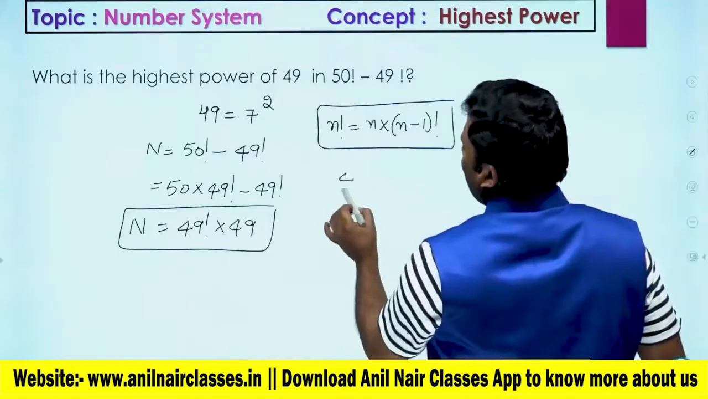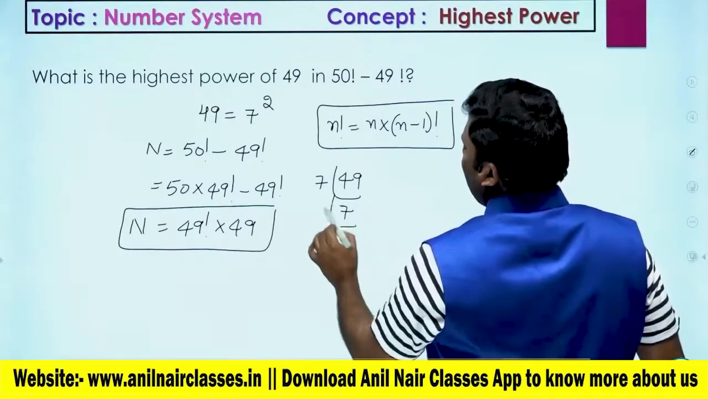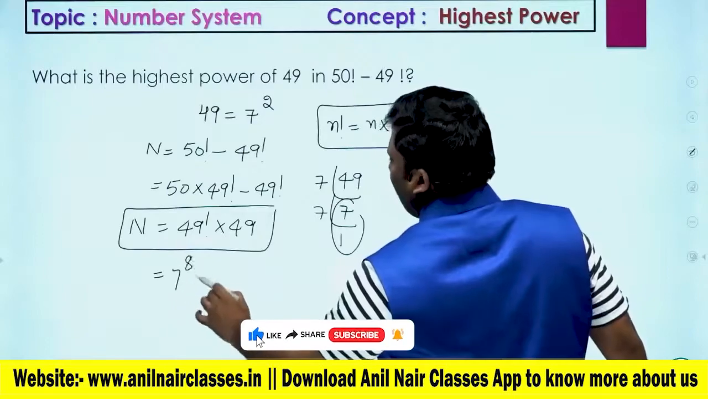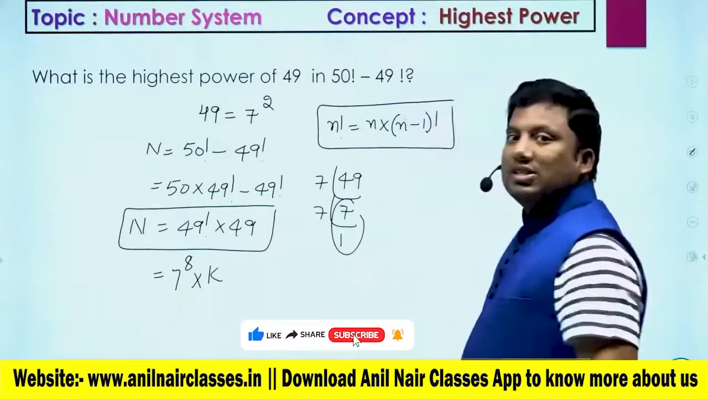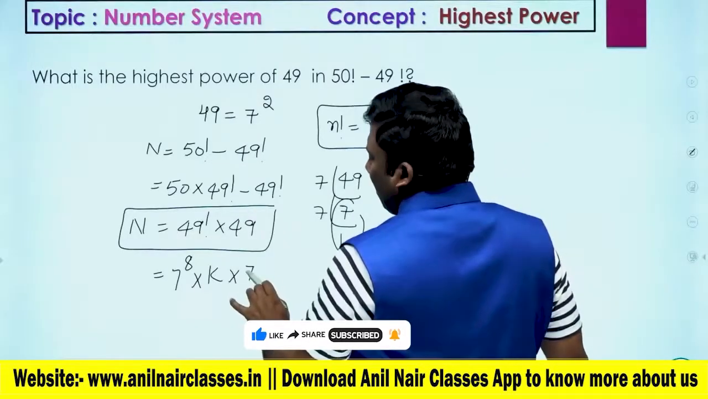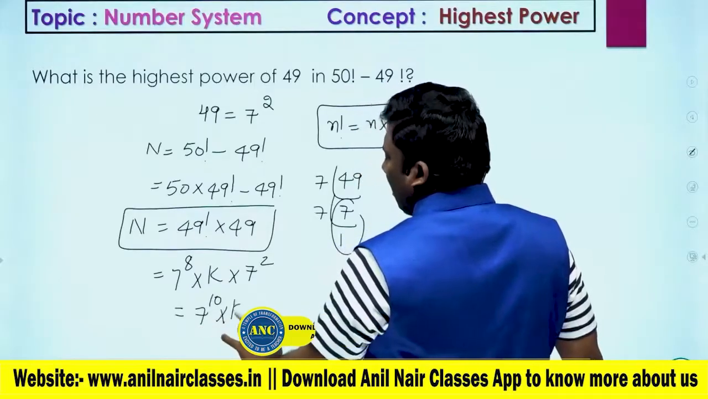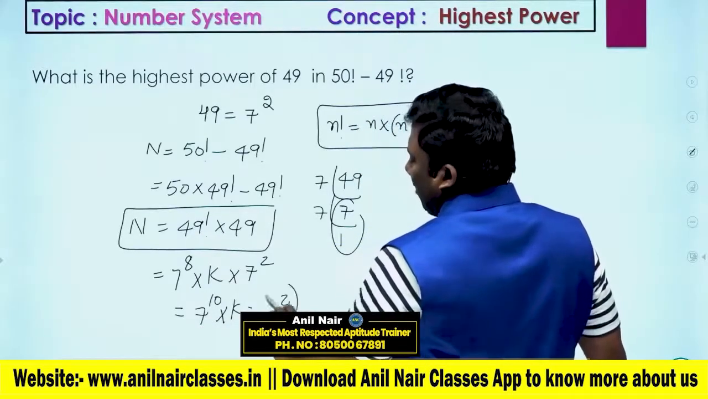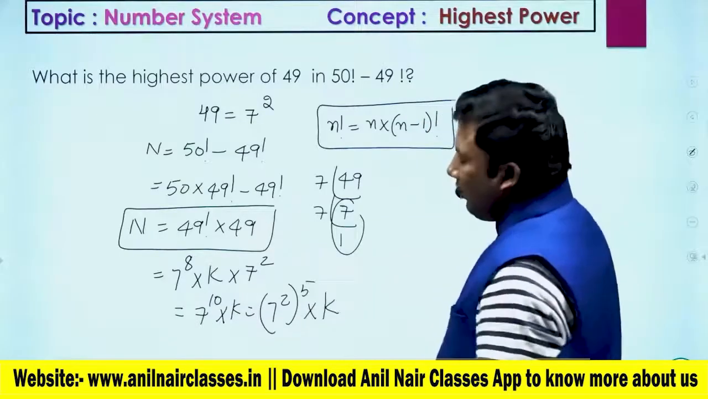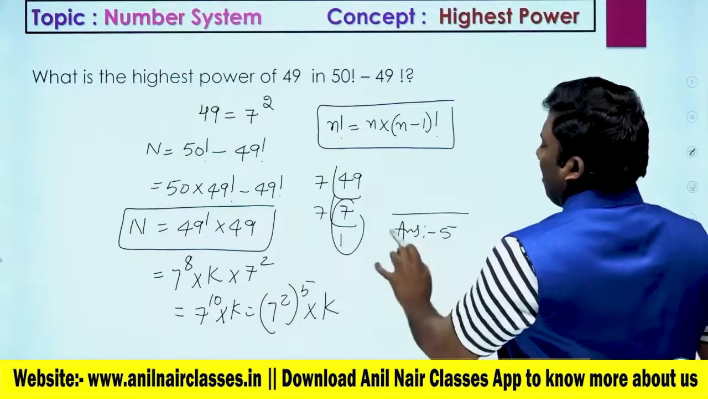49 is 7 square. So in 49 factorial, how many powers of 7 are there? 7 7s are, 7 1s are. So here it is 7 power 8 into k, where k is the power of prime bases other than 7. Into 49, which is 7 square. So it is 7 power 10 into k. But I require 49, which can be written as 7 square power 5 into k. 49 power 5. What will be the highest power of 49 in this expression?